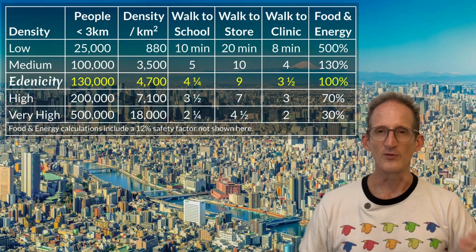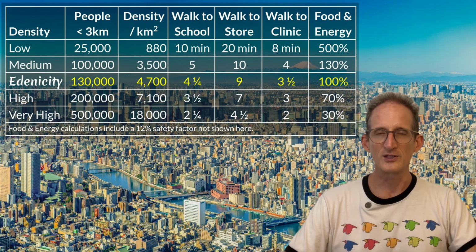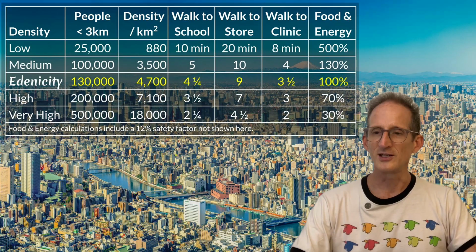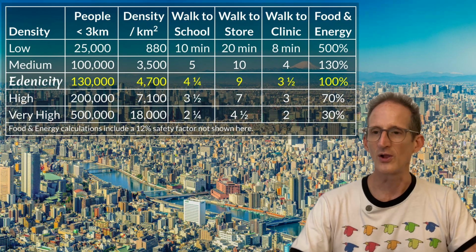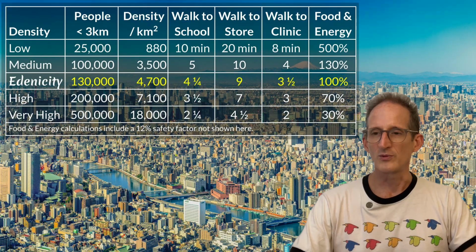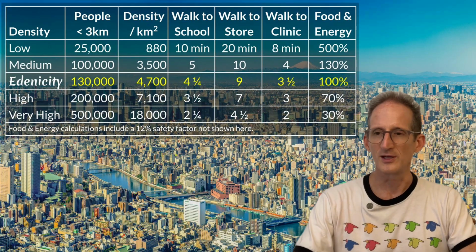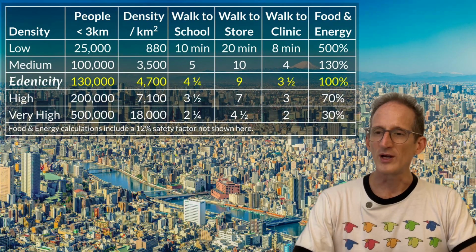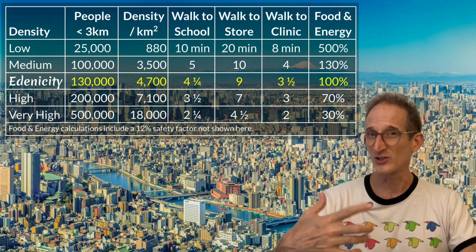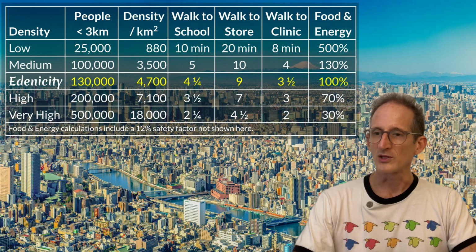This is another lookup table for when you use that population around a point tool. And in this case, I've divided things up into several density bands. So at the lowest density, 25,000 people or so within that 3-kilometer circle, that works out to 880 people per square kilometer, which is the number you would find in a Wikipedia entry about the city, which works out to a minimum of a 10-minute walk to school, a minimum of a 20-minute walk to a grocery store. And as I'll show in a later video, it's much more than that through much of the US anyway. An 8-minute walk to the nearest clinic, and a food and energy score of 500%.